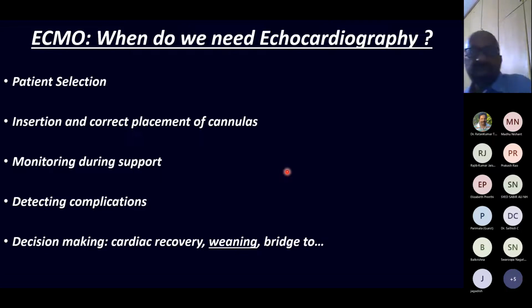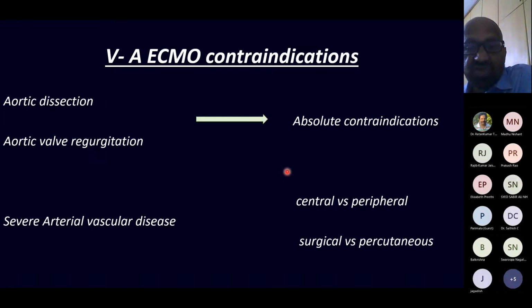The echo is handy during insertion and correct placement of the cannula, monitoring during support, and detecting complications. Absolutely important during the weaning process. Contraindications, as I said, aortic valve regurgitation is an absolute contraindication. Aortic dissection is also a contraindication.